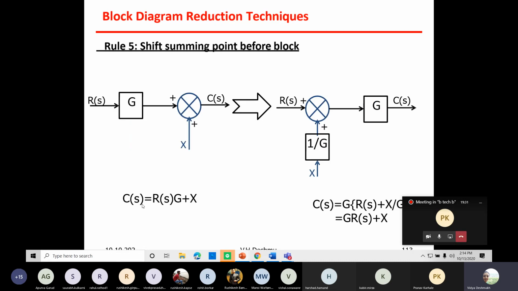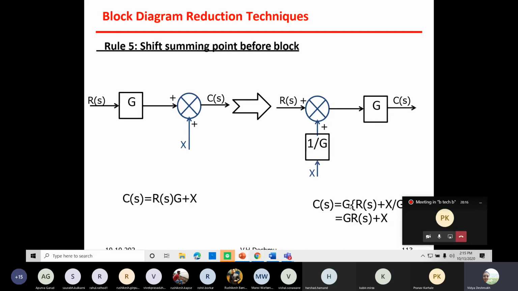So here, what is C of S? It is R of S multiplied with this gain G, that is R of S into G, plus X. Now we shift this summation point before the block. So both R of S and X by G get added at this summation point: R of S plus X by G, into G.